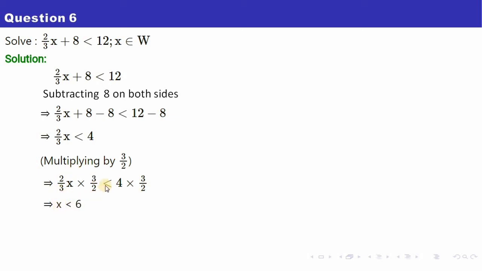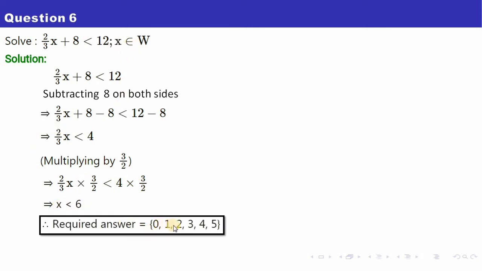So x is less than 6. The whole numbers which are less than 6 are 0, 1, 2, 3, 4, and 5. This will be my answer for this particular question. You may pause the video to note down.